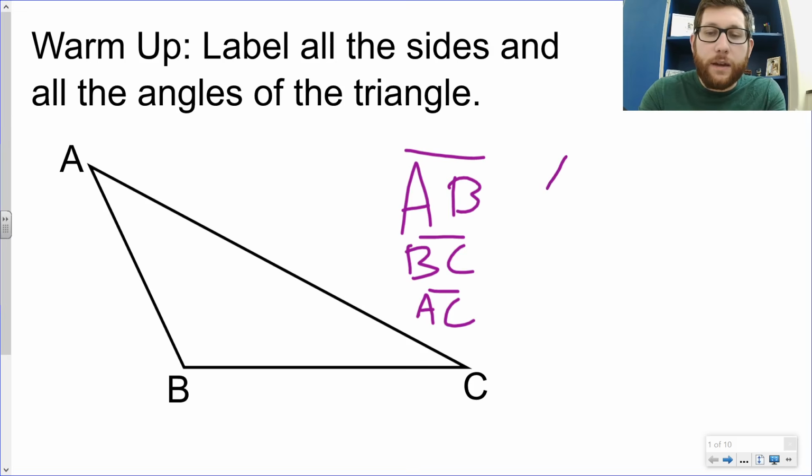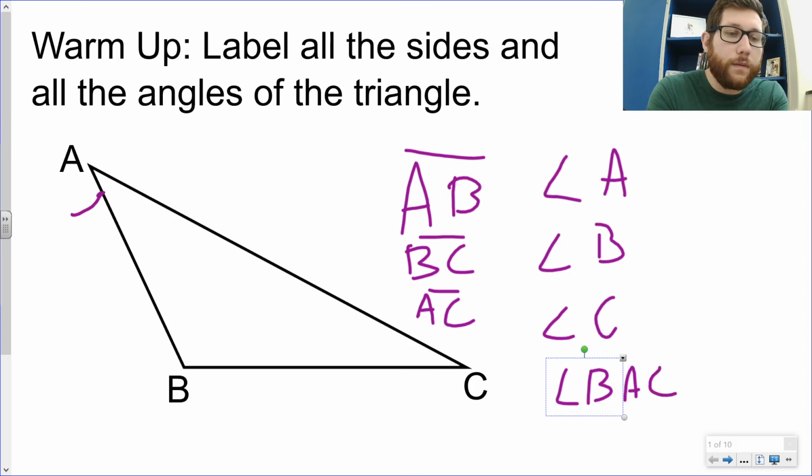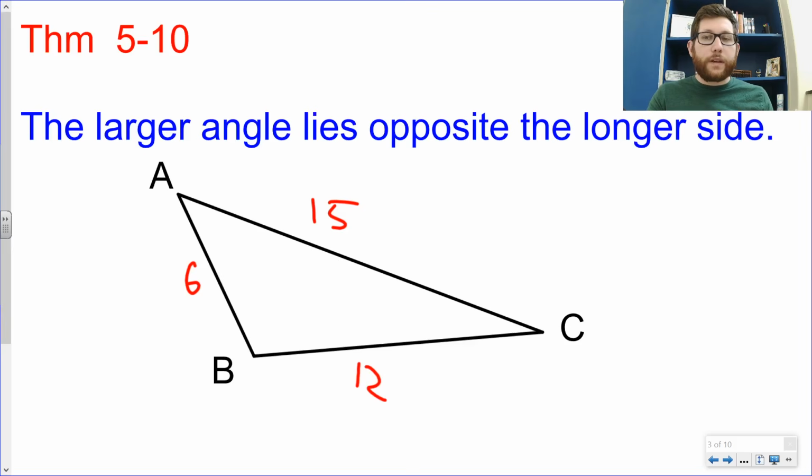And then let's talk about angles. Remember, angles get the little angle sign out front. So angle A, angle B, and angle C. And you could always use three letters too. So for angle A, I could have said angle BAC, and that would be this angle right here. So just wanted to review, when we deal with segments, we're always doing two letters. When we're dealing with angles, we can either use one letter or three letters, and we should put the angle sign out front.